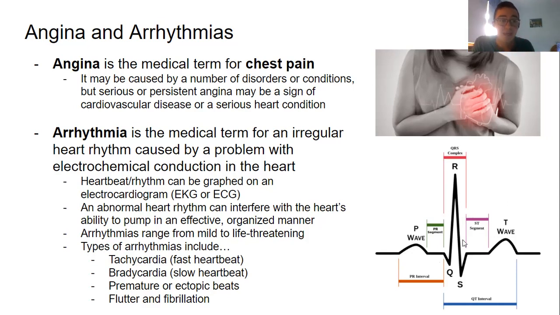Now, an abnormal heart rhythm can interfere with the heart's ability to pump in an effective way, and that can range from mild to life-threatening. Some people might just describe their arrhythmia as a flutter. Other people may be hospitalized with arrhythmia because it's that serious. There are multiple types of arrhythmia, and it's good that you know these terms because they may come up on your exam. So we have tachycardia, which is a fast heartbeat. We have bradycardia, which is a slow heartbeat.